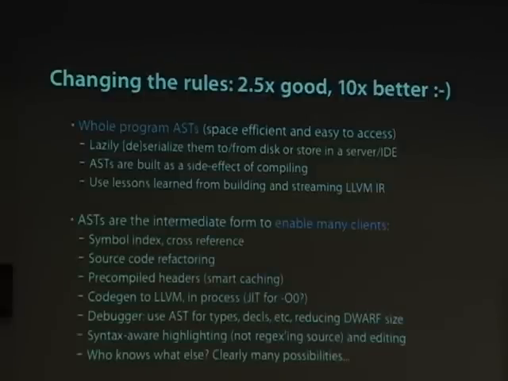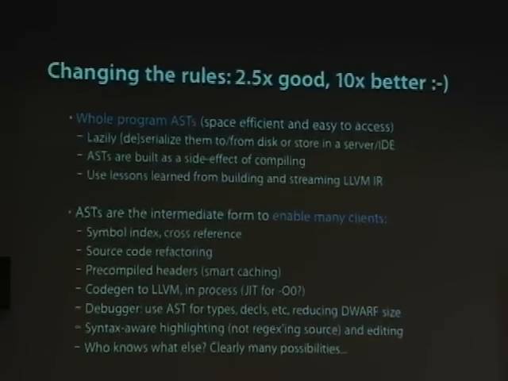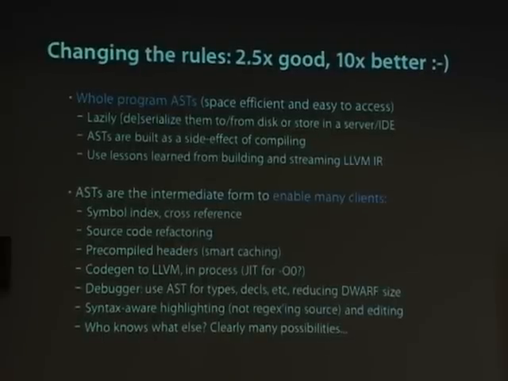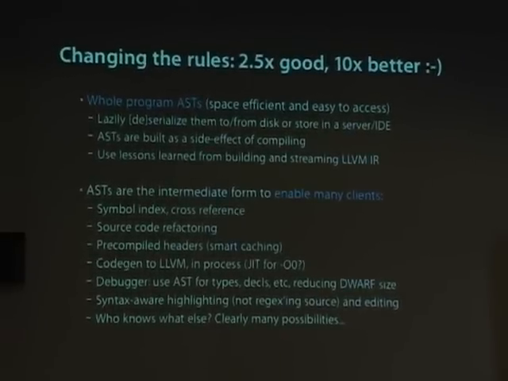And following that, once you have these ASTs, you can do a lot of interesting things, right? Clicking on X and going to its definition is one example. Another is source code refactoring. If you have persistent ASTs, you don't need debug information, because the debug information captures just a tiny subset of what the ASTs do.